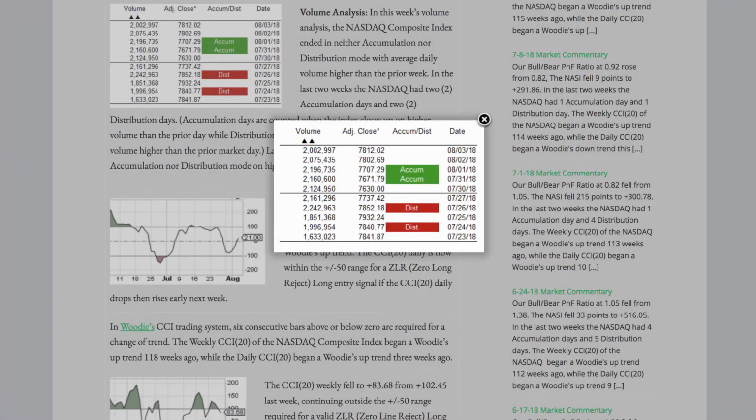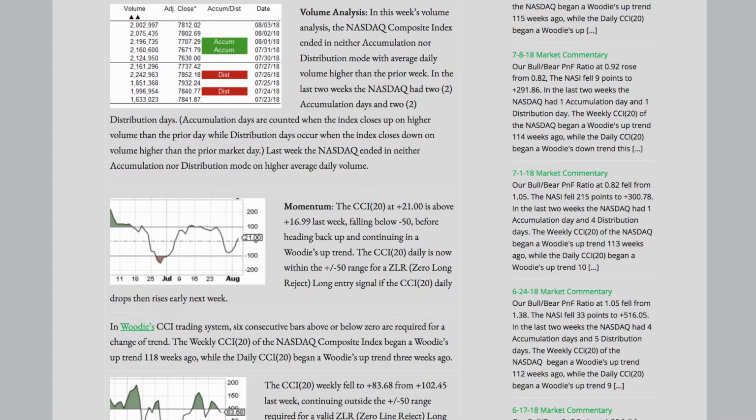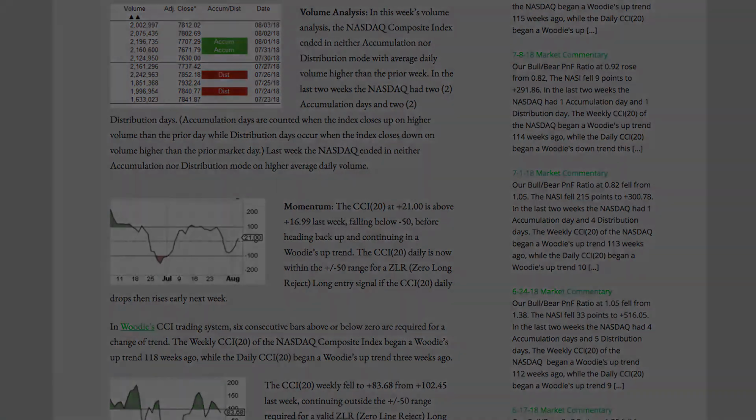Volume analysis. In this week's volume analysis, the Nasdaq Composite Index ended in neither accumulation nor distribution mode, with average daily volume higher than the prior week. In the last 2 weeks, the Nasdaq had 2 accumulation days and 2 distribution days. Accumulation days are counted when the index closes up on higher volume than the prior market day, while distribution days occur when the index closes down on volume higher than the prior market day. Last week, the Nasdaq ended in neither accumulation nor distribution mode, on higher average daily volume.